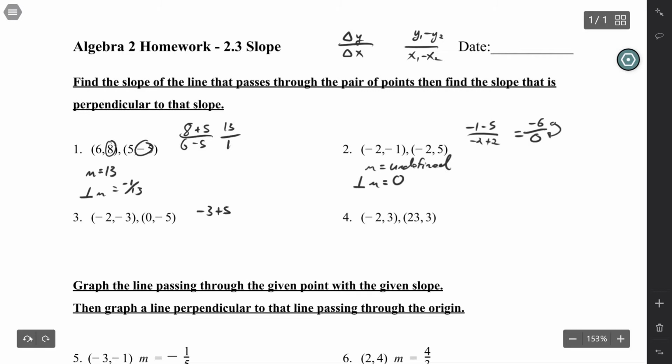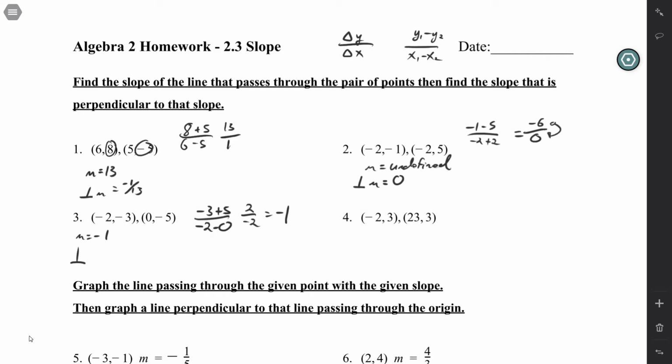Let's see, -3 plus 5, or minus -5, over -2 minus 0. That will give us 2 over -2. Really, that's just going to be -1. So we have slope equals -1, and the perpendicular slope, this one can be kind of tricky. 1 really is just 1 over 1, and to flip it, you're still going to have 1. The perpendicular slope in this case would just be 1, because we're going to tack on that negative, remember.